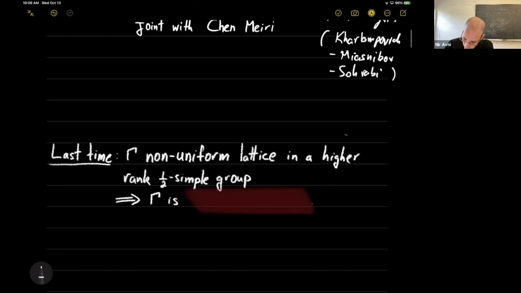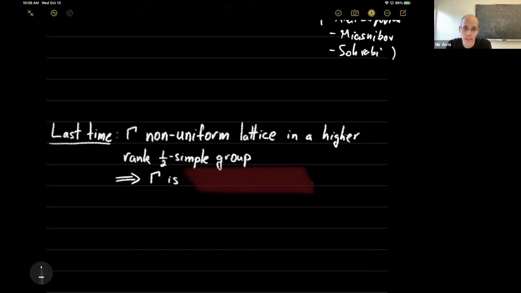So let me start by recalling the theorem that Alex said. The main theorem is that if gamma is a non-uniform lattice in a high-rank semi-simple group. Okay, the high rank is essential here. That's really a high-rank phenomenon. Then gamma is first-order rigid, in the sense that if delta is another finitely generated group, this is again important, and gamma and delta satisfy the same first order statements, then they're actually isomorphic. Okay, so I'll say that gamma is characterized or determined by the collection of all first order statements that it satisfies.